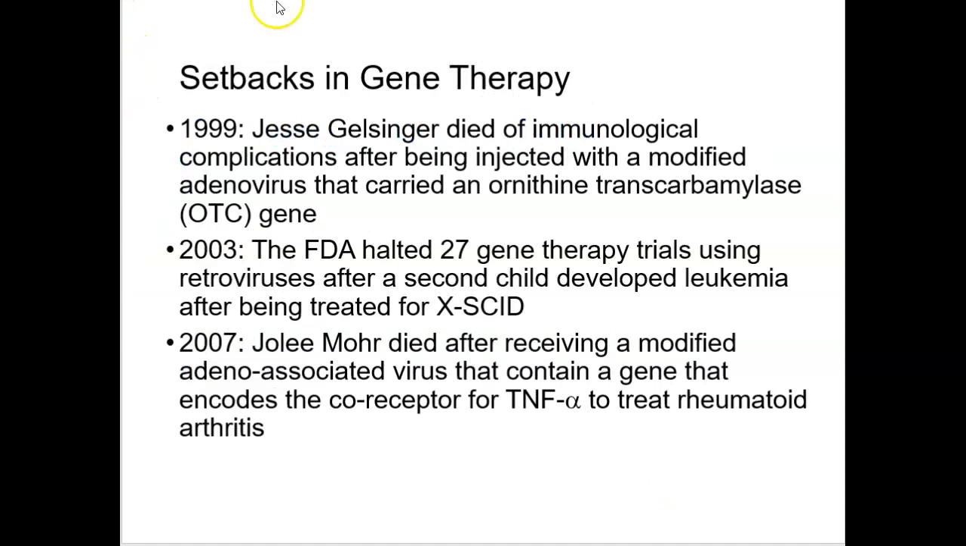So here is a situation, the first one in 1999, where there were some issues where the scientists didn't necessarily follow all of the steps that they were going to, and they administered too high a dose of the viral vector, and he had an overly strong immune response, and so he died after a too high dose injection of the vector due to an immune response. Essentially went into shock.